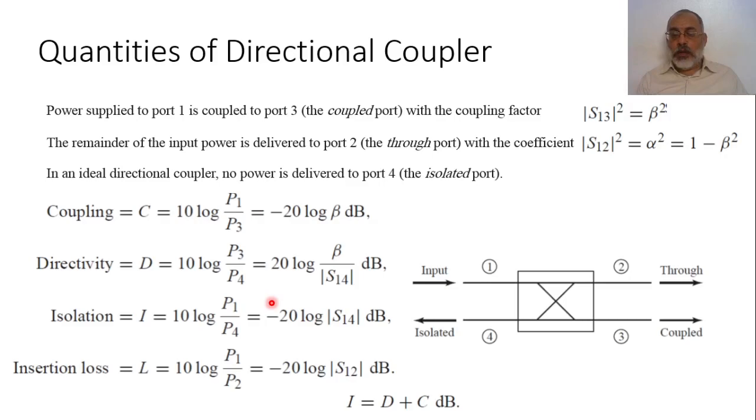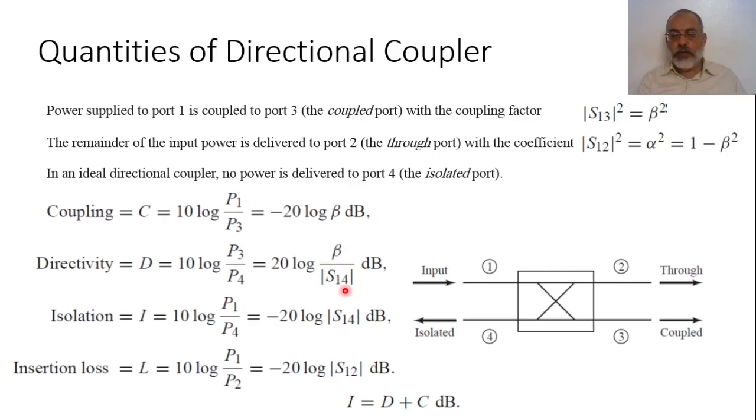Another quantity for defining the directional coupler is the directivity. The directivity is the ratio of the power at port 4 with respect to the power at port 3 when the input power is going from port 1. So effectively it is S31 over S41, or in other words, 10 log power 3 over power 4 when the input is going from port 1. Power 3 is proportional to S31, which is beta, and power 4 is related to the magnitude of S14, so we can say it is 20 log beta over S14.